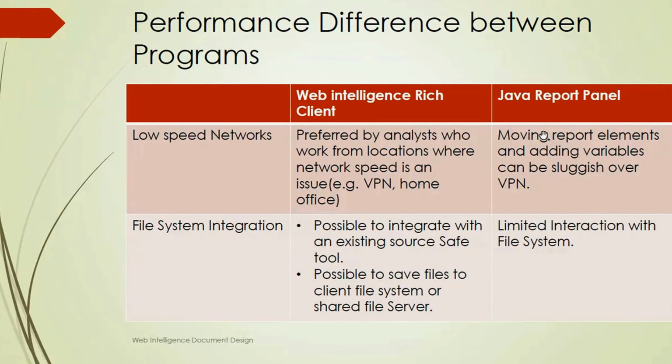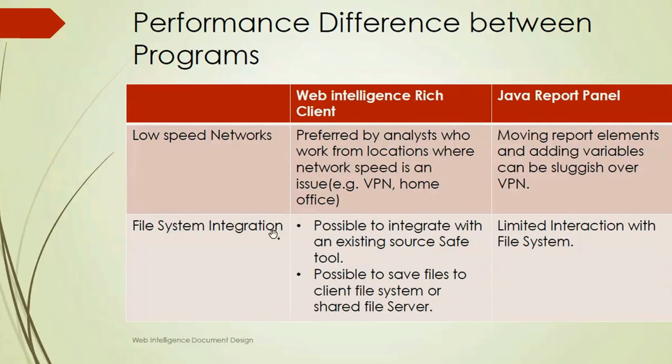developing the report. Then Java Report Panel: moving report elements and adding variables can be sluggish over VPN. Suppose there is a VPN connection, then it would be over the web, and it would be very sluggish while moving an element from one place to another, or if you want to add an element in the report like a table or chart. It would be very slow while developing in Java Report Panel if there is a VPN connection with a slow network.